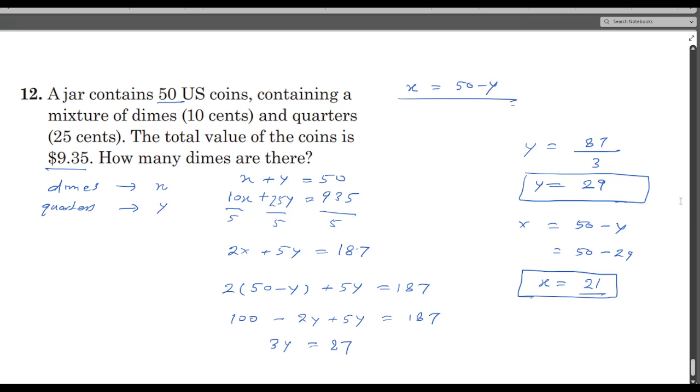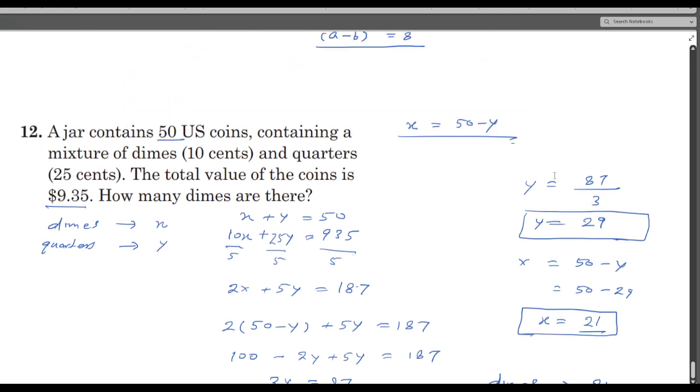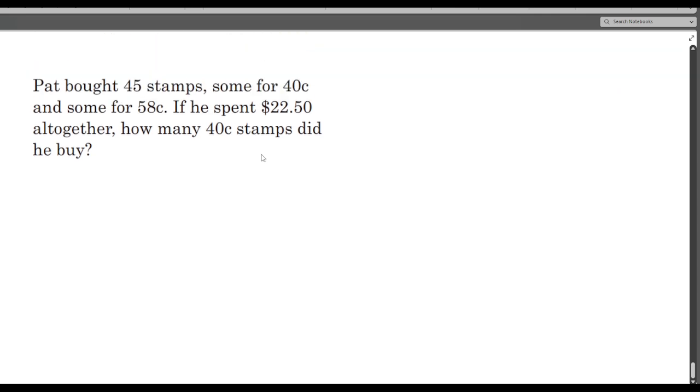Now what do I have to find? The total number of dimes. So your dimes, which is x, are 21 in number. Okay. So here in this question, one thing you have to keep in mind: the conversion of $9.35 into cents. Okay, that is also a very important step. Sometimes the students are not doing that conversion and their result is then incorrect.